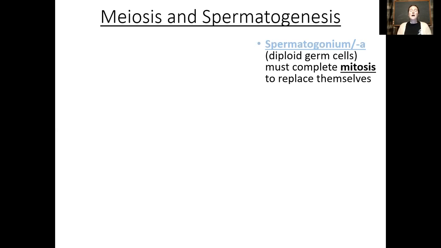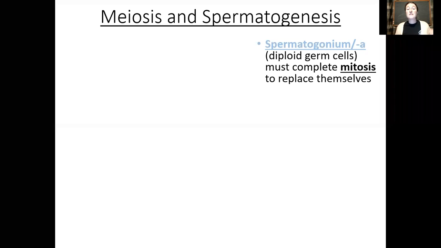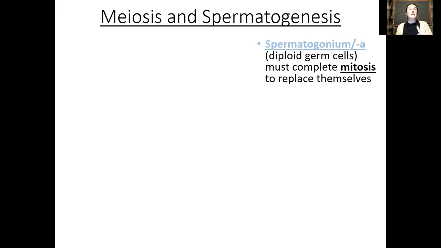This process begins with something called a spermatogonium. Spermatogonium is the singular form. It is a stem cell. It is diploid, so two copies of DNA. These two copies of DNA ultimately have come from the parents of this individual. So we're talking about multiple generations here.